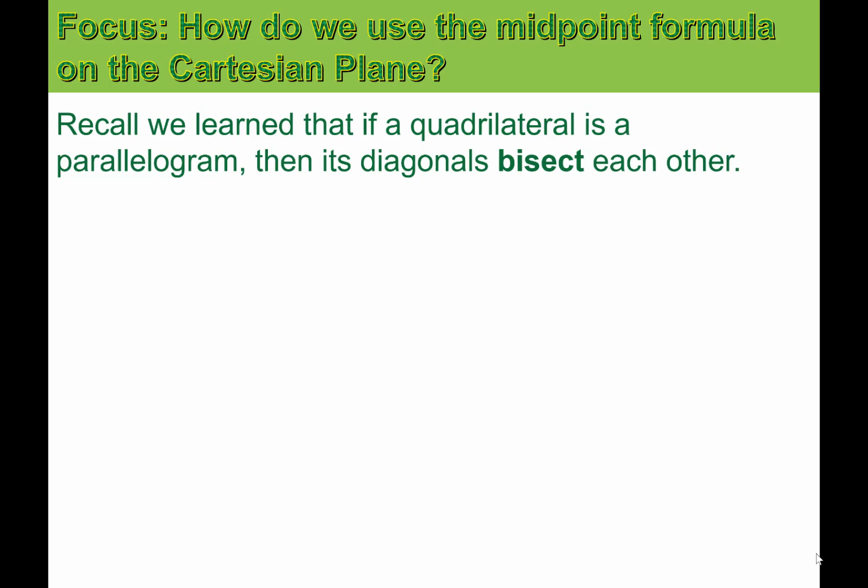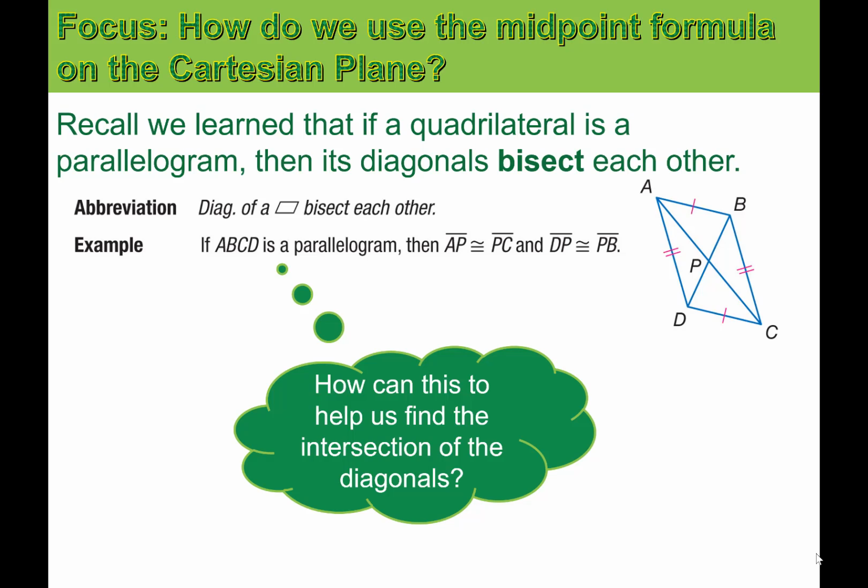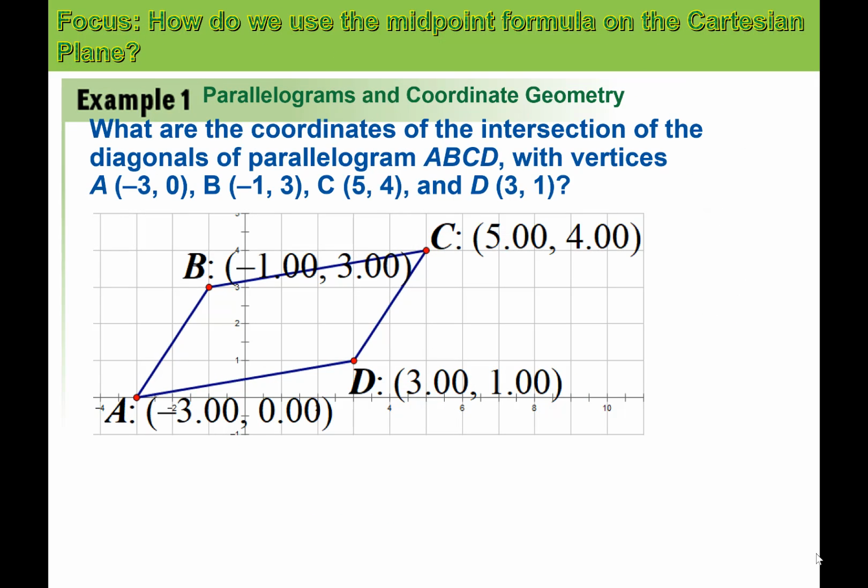So if you recall, we learned that if a quadrilateral is a parallelogram, then its diagonals bisect each other. So we're going to think about that today, and how can this help us? Okay, if we know that they intersect each other, how can this help us find the intersection point of the parallelograms? Well, if you said we're going to use the midpoint formula, you would be correct. And hopefully you read the focus and took it from there.